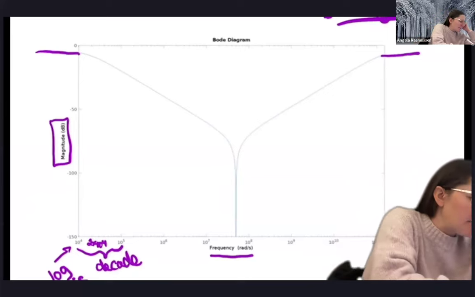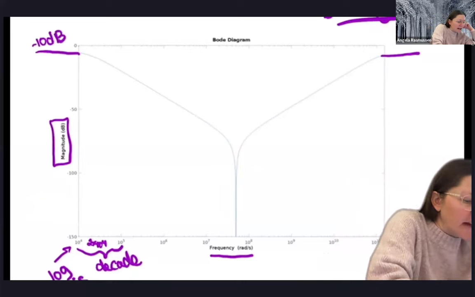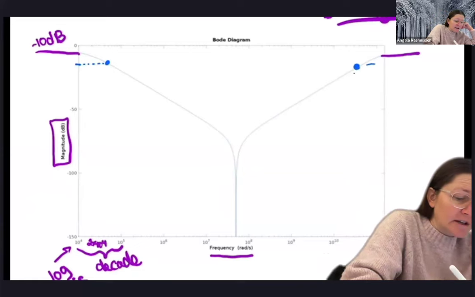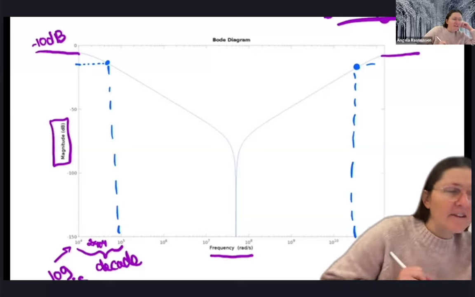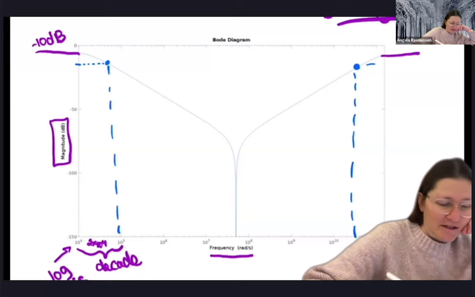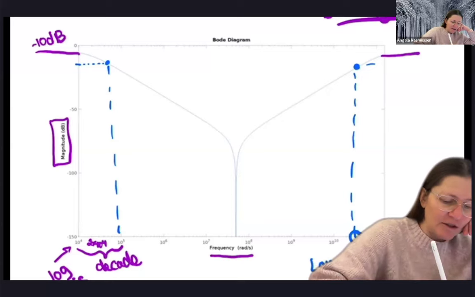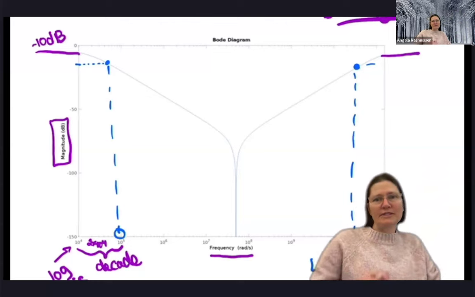So if this is, making a guess, minus 10 dB, your corner frequency is actually going to be minus 3 less than that. So it'd be around here, and around here. So this would actually be your whole region. So this would be a low Q. And then these two values would be your corner frequencies on there.